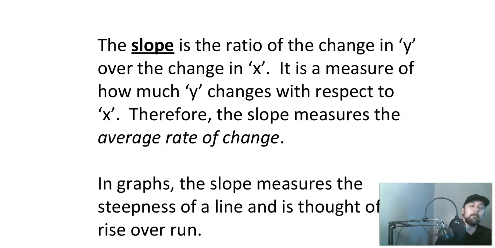And that just means that maybe the actual rate of change was a little bit more varied, but we're just going to smooth it out by just taking the average. And once you take the average rate of change, it becomes a linear equation. And then you can treat it like a linear equation, which is what you'll do in those word problems. In graphs, the slope measures the steepness of a line and is thought of as rise over run.